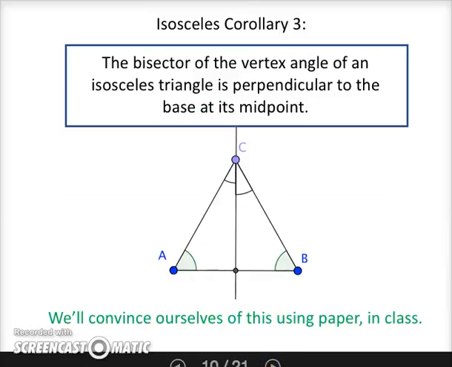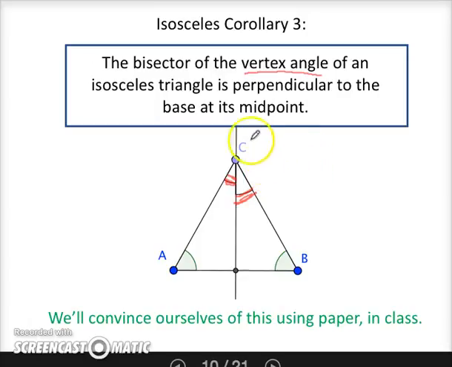Finally, isosceles corollary 3. The bisector of the vertex angle of an isosceles triangle. Okay, so we have the vertex angle is angle C in this triangle because angle C is neither one of the base angles. Okay, that's the vertex angle. The bisector of the vertex angle. Okay, an angle bisector divides that angle into two congruent angles. These two angles are congruent to each other.